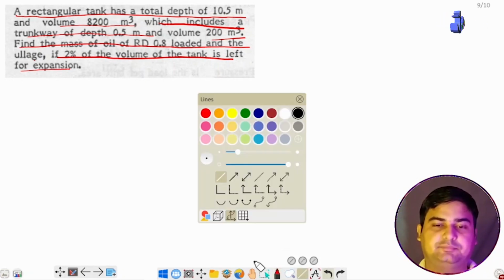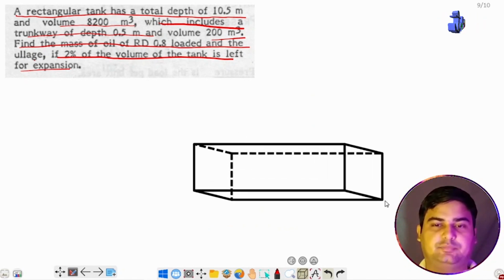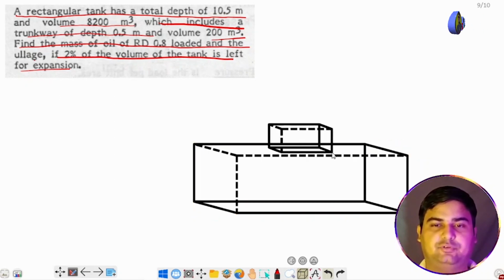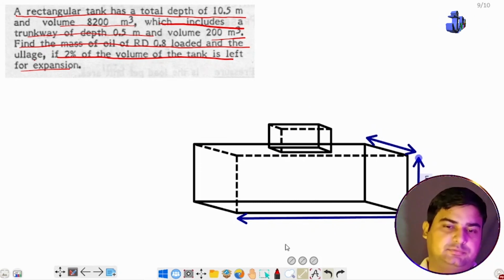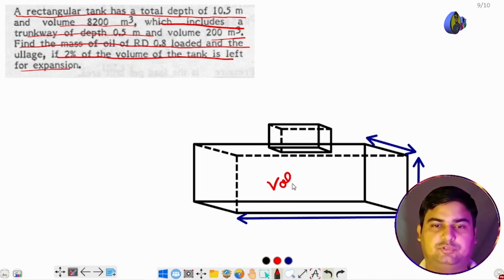We'll first draw the diagram. It is again a rectangular tank, so we'll draw same diagram. But it includes a trunkway of depth 0.5 meters. So we will draw one more trunkway of 0.5 meters. This is length, this is breadth, and this is height. We know the total volume. Total volume is 8200 meter cube.